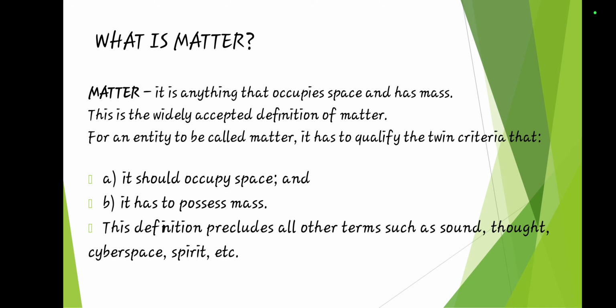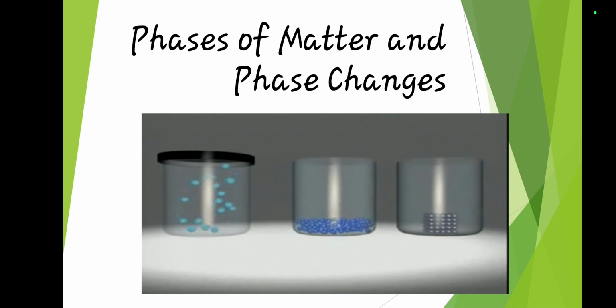The matter itself, or the thing itself, should occupy space, and it should possess mass. And literally, it also explains terms such as sound, thoughts, cyberspace, spirit, etc. So that is the criteria or qualification of being a matter. Okay? So since we've already finished discussing matter, let's look at the illustration below.